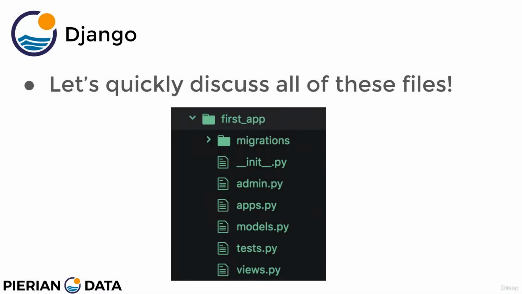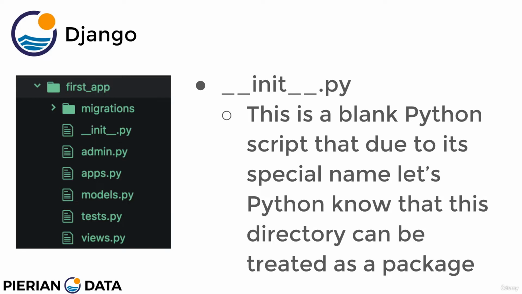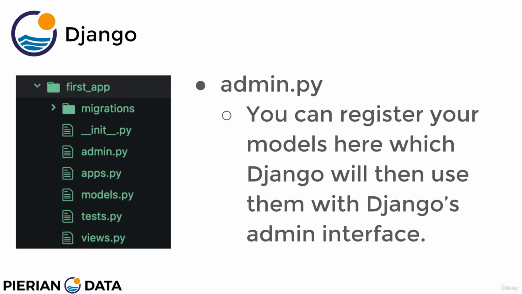Okay, so we created all those files with that startapp command. Now let's discuss what all these files are for. Here we have another __init__.py file, and that's serving the exact same purpose as we discussed previously. It's just a blank Python script that, due to its special name, lets Python know that this directory can be treated as a package. Then we have the admin.py, and this is where you can register your models so that you can benefit from some Django machinery that basically creates an admin interface for you.